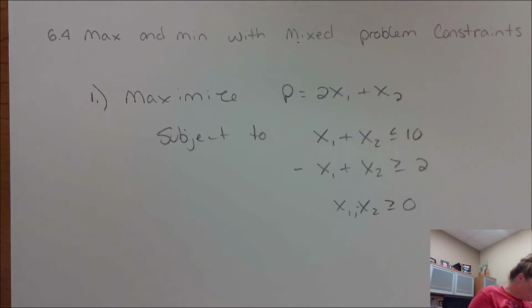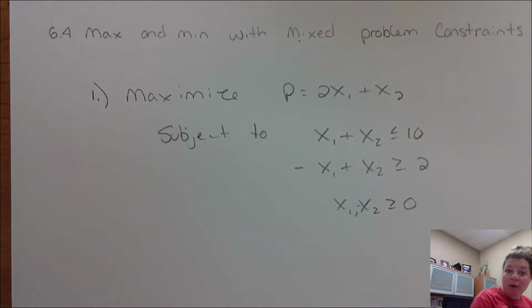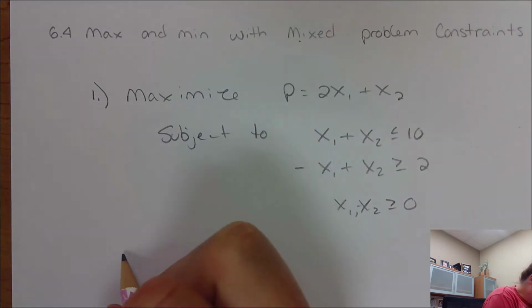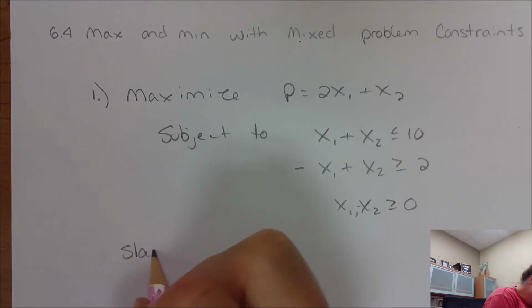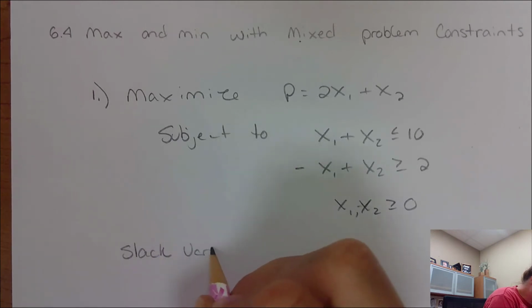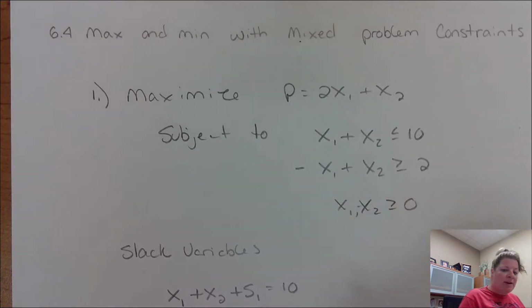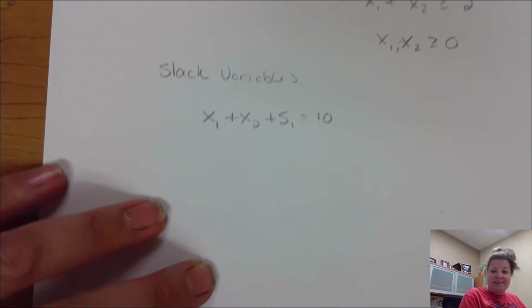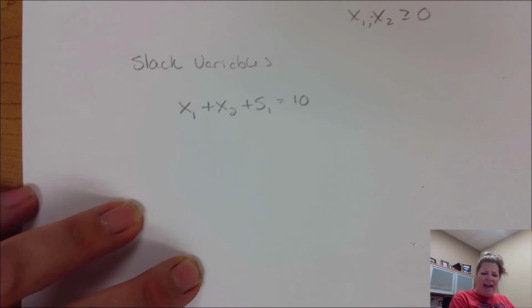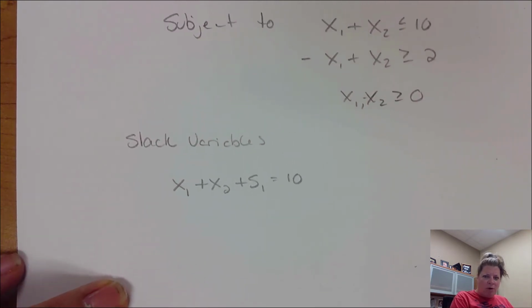So for the first equation, we've seen this one quite a bit, so this one's not that different. That first one for our slack variable will just be x1 plus x2 plus s1 equals 10. So we've done that slack. We called it slack 1. We've done that a lot, so that's totally normal.